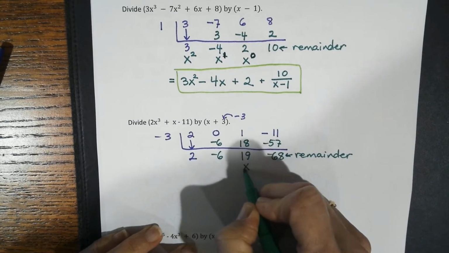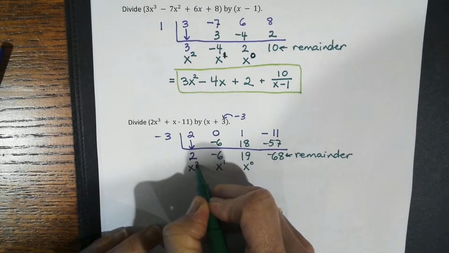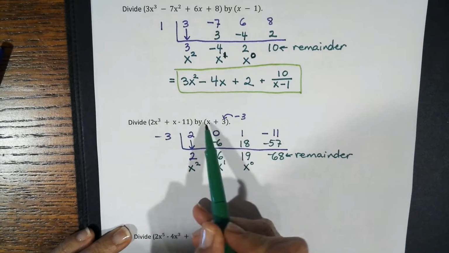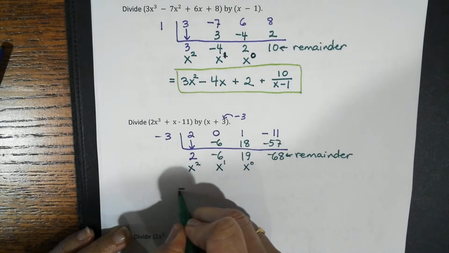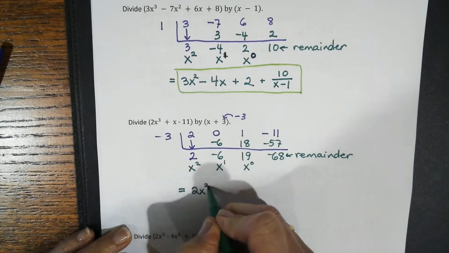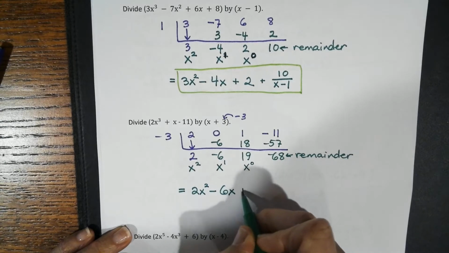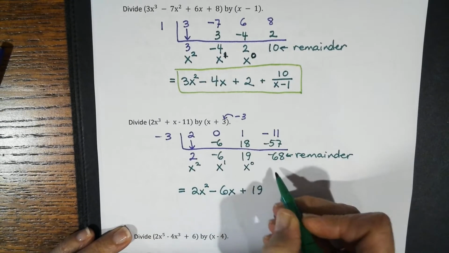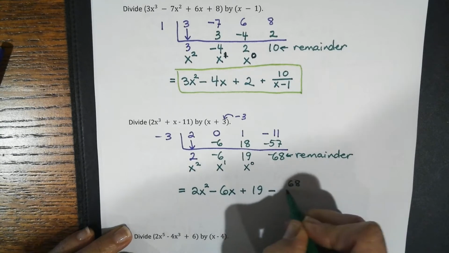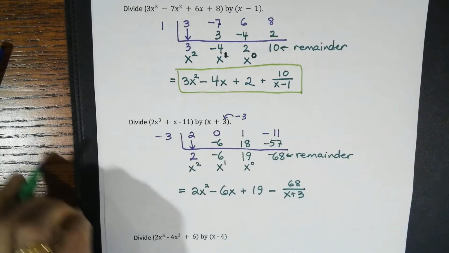So this is like my x to the 0, x to the 1, x to the 2. So when I divide this polynomial by x plus 3, my answer is 2x squared minus 6x plus 19, and my remainder is negative 68. So it's minus 68 over the divisor x plus 3.